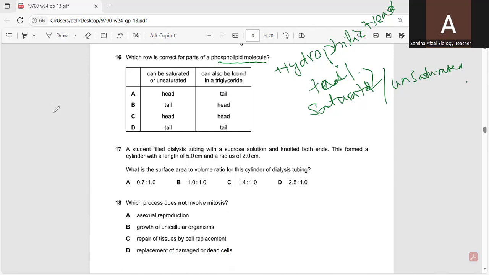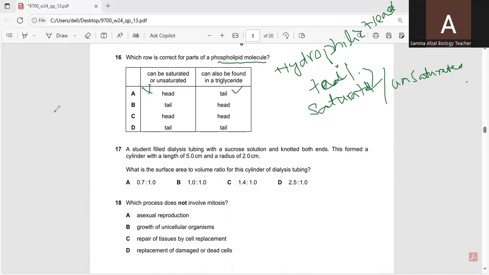The triglycerides are composed of a glycerol backbone and three fatty acid chains. So they do not have a phosphate head group. Therefore, the tail fatty acid chains of a phospholipid can also be found in the triglyceride, but the head cannot. Let's evaluate. For this, as you can see, this is not correct. A saturated head will not be saturated. Tails can be saturated and can be found in triglyceride.